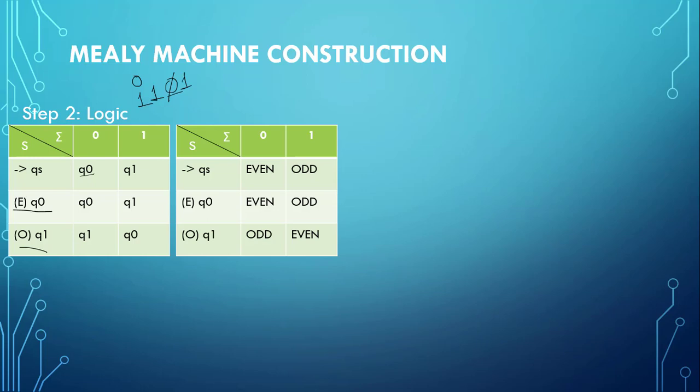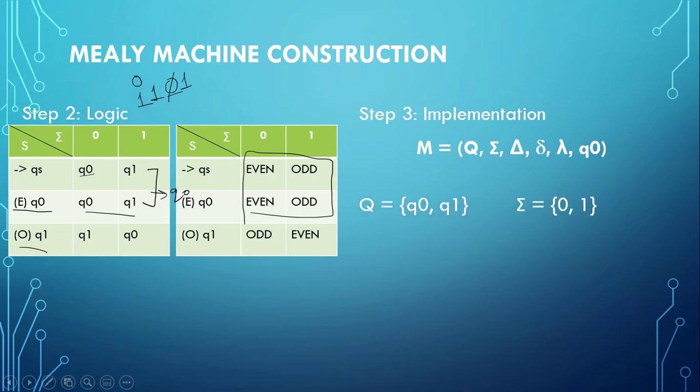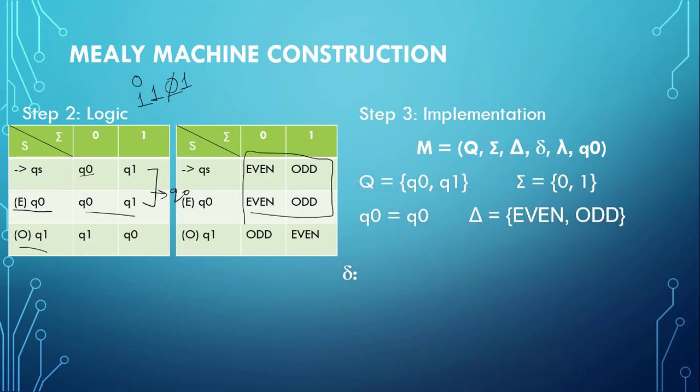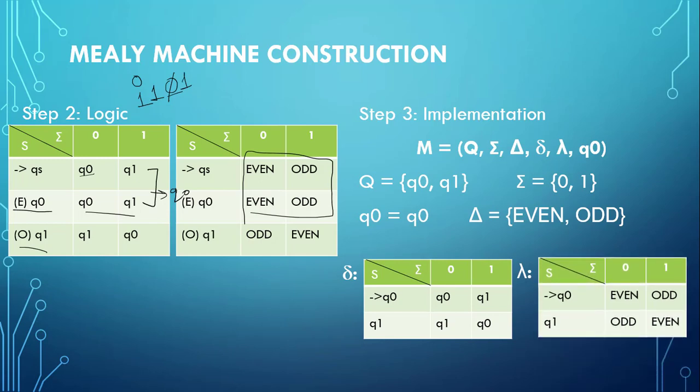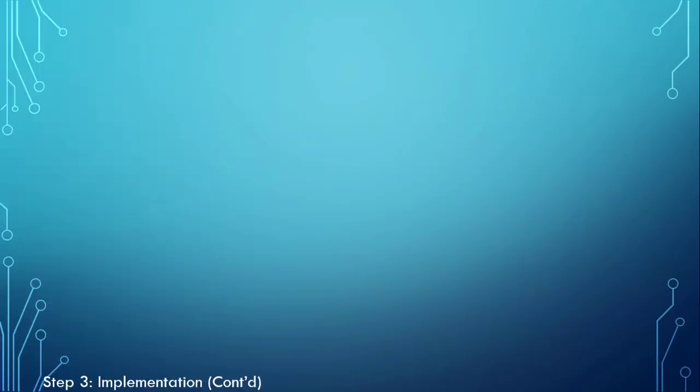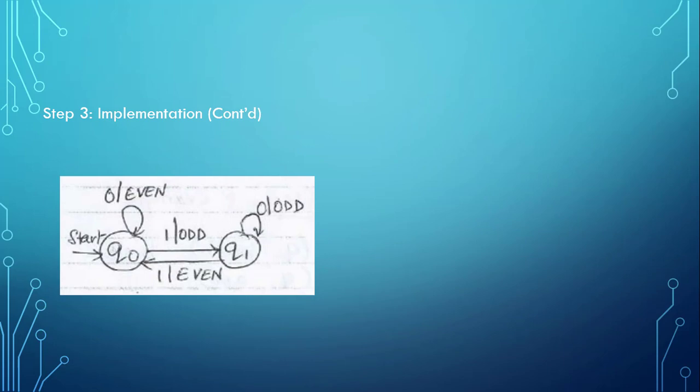Now from the state transition table and the mapping table, we can clearly see that QS and Q0 have the same transitions and the output symbols associated with them are the same. So we can merge them and make it into Q0. In implementation, we will be left with Q0 and Q1 states along with the transition table and the mapping table. Continuing with our state transition diagram, we will have only two states, Q0 and Q1.